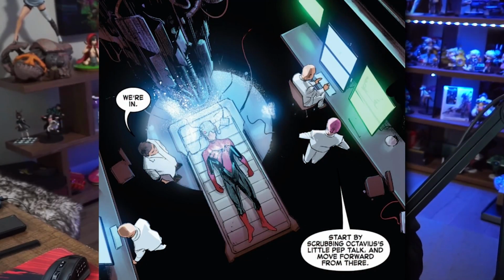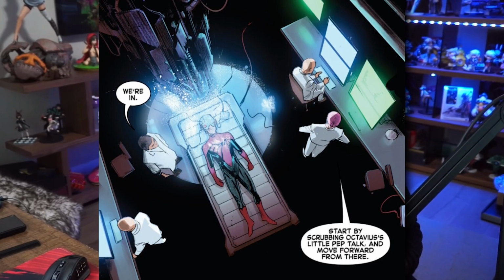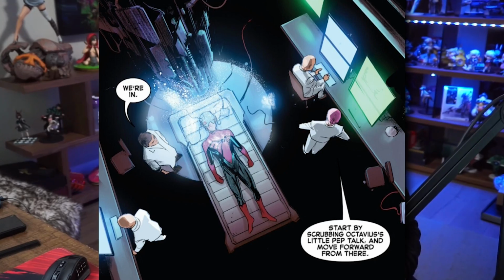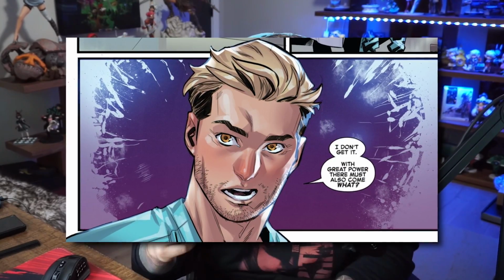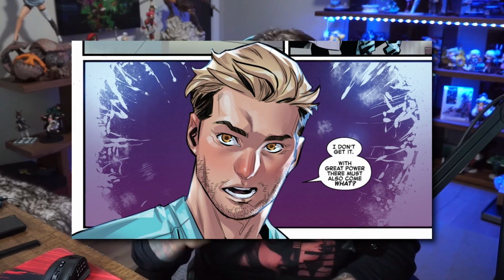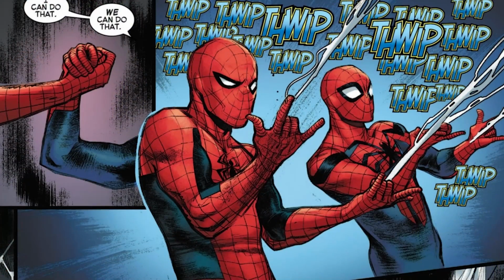To remove the memories of Otto Octavius ousting them, the Beyond Corporation removed the one key memory that Ben Reilly needed to be Spider-Man, which was the memory of Uncle Ben passing and the lesson that with great power also must come great responsibility, or also comes great responsibility, however the proper phrasing is. So Ben Reilly didn't remember the thing that made him Spider-Man. Peter Parker would then go on to come back.